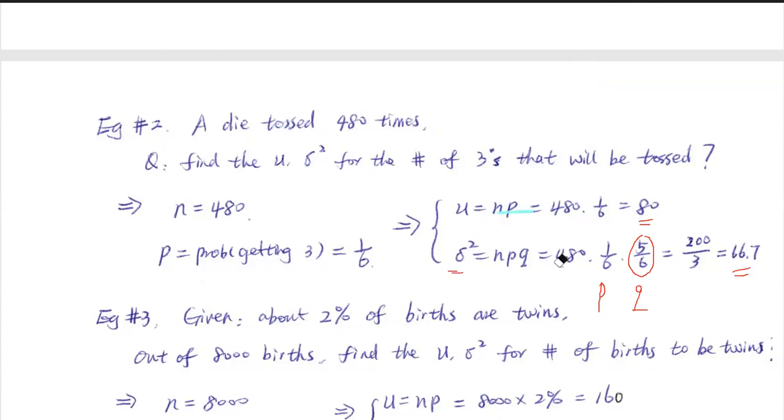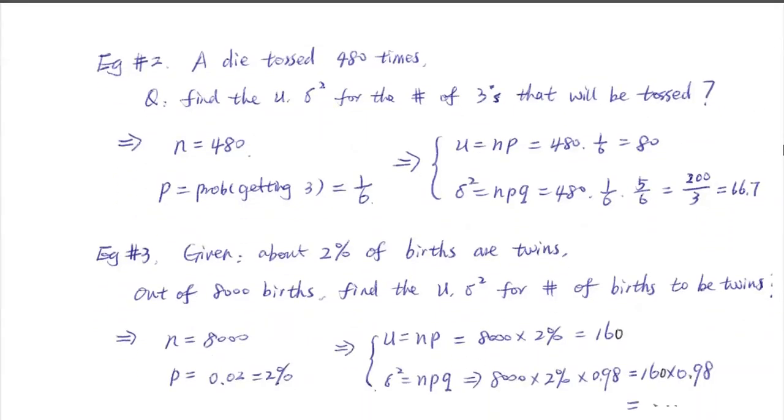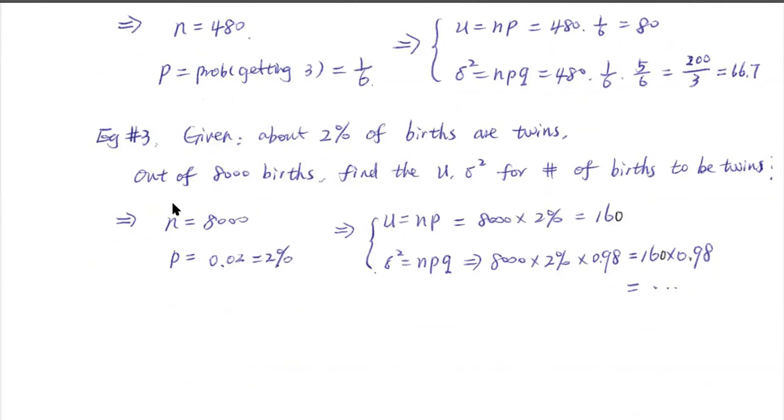Now let's move on. The last example here is the twins, right? We are given the information that about 2% of births are twins, okay? And then we're asking, out of 8,000 births, find out the average number of births to be twins. So what does that mean? Out of those 8,000 births, on average, can you tell me how many of them will be twins?